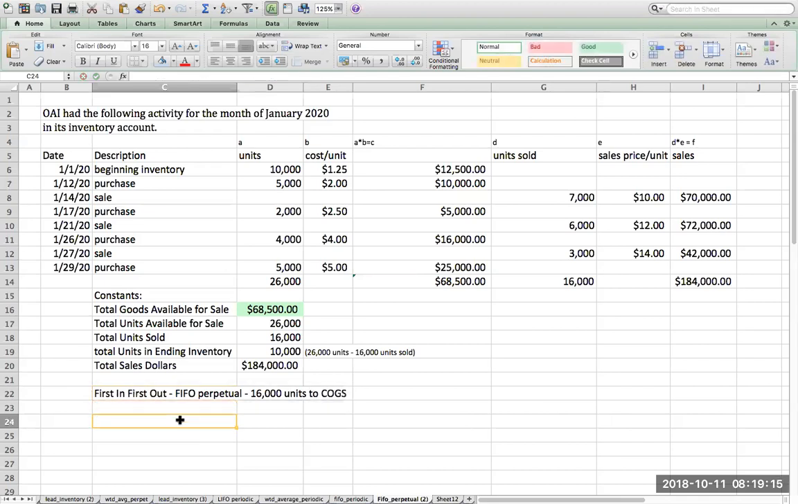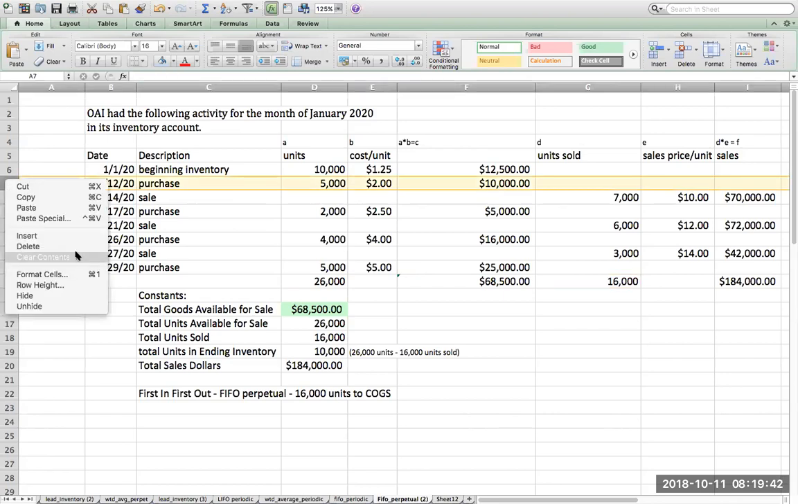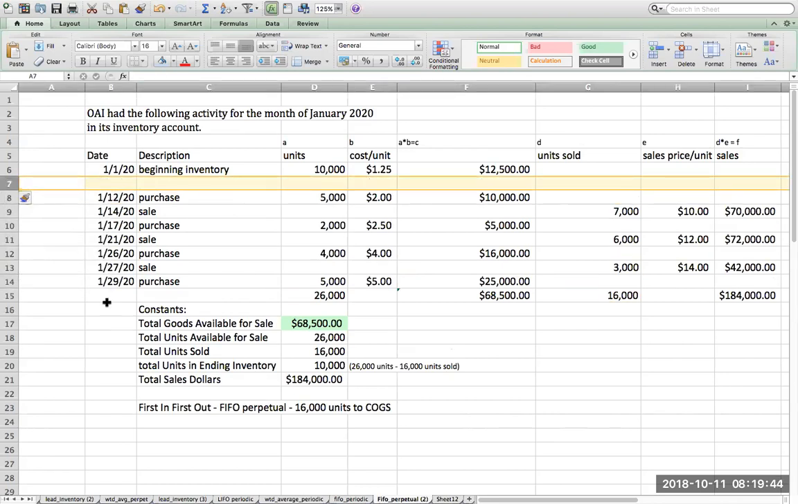And the difference here with perpetual is unlike periodic, where we assume that all sales happened at the end of the period, right? We said all 16,000 happened here, so we look at things on an overall basis. With FIFO perpetual and with any perpetual method, we need to look at each sale date individually and determine what exactly was in inventory as of that particular date.